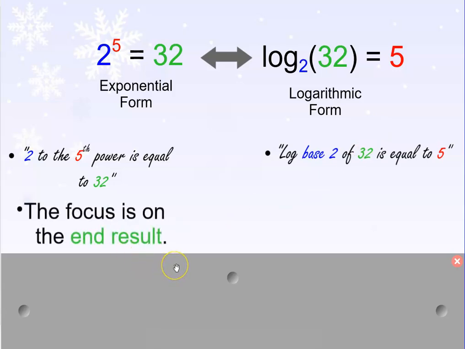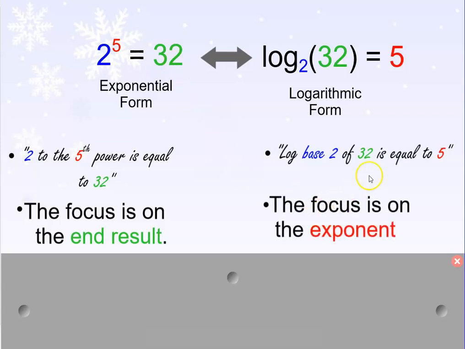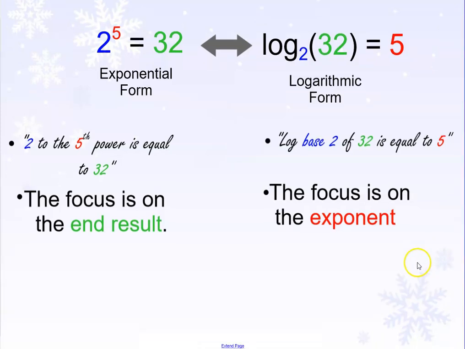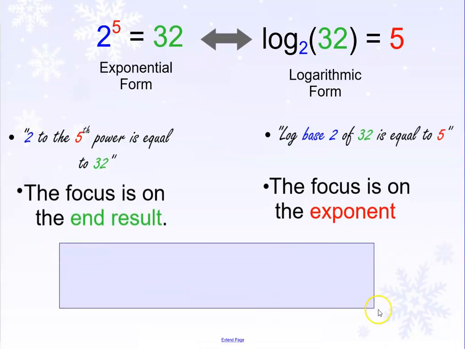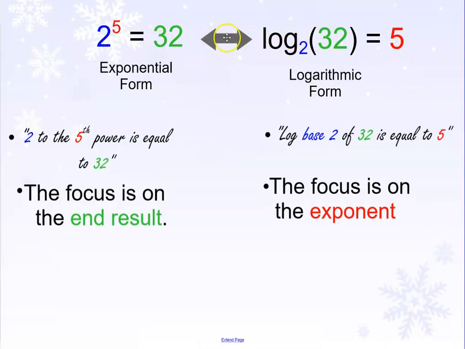Now, in exponential form, our focus is on the result. In logarithmic form, our focus is on the exponent itself. And again, being able to go back and forth between these two different forms of the same thing is our focus for today. Can you take something from exponential form and move it to logarithmic, and logarithmic back to exponential?